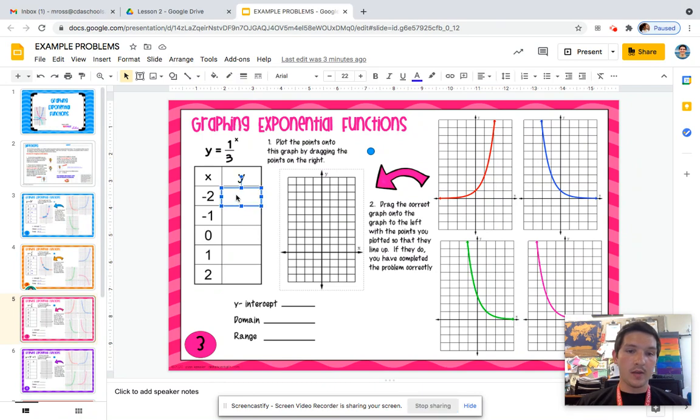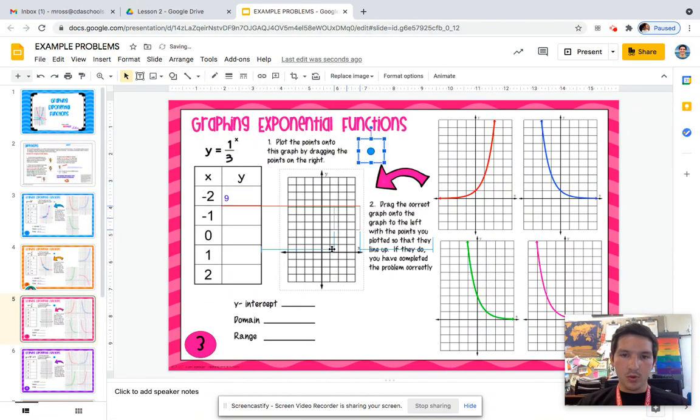All right, so if we're looking at 1/3 to the power of x, what is 1/3 if we have a power of -2? Well, again, a negative exponent is going to flip that 3 on top. So now we're looking at 3 to the second, which is actually just 9.